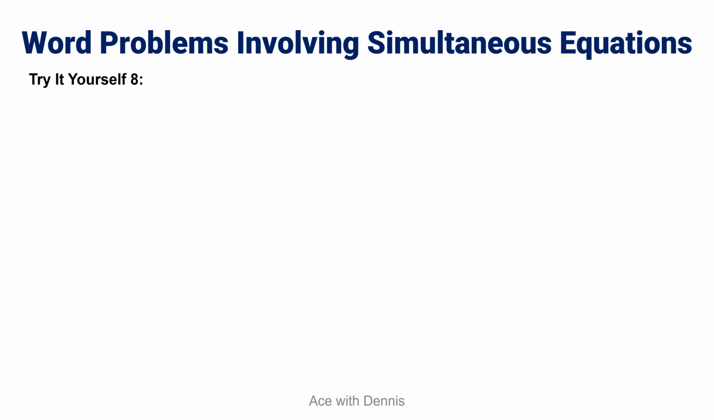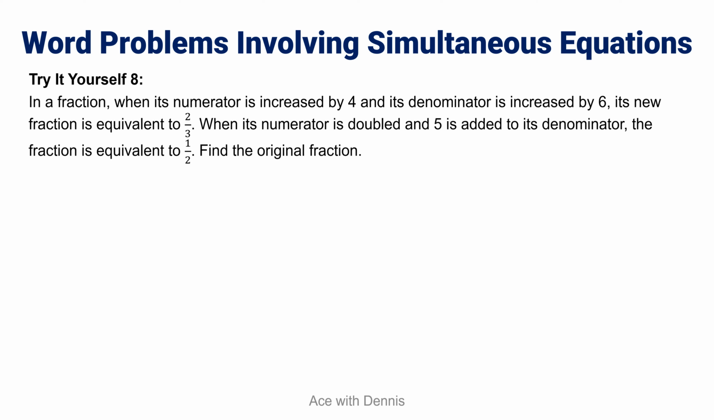Try it yourself 8. In a fraction, when its numerator is increased by 4 and its denominator is increased by 6, its new fraction is equivalent to 2 over 3. When its numerator is doubled and 5 is added to its denominator, the fraction is equivalent to half. Find the original fraction. You can pause the video and try to solve it yourself.